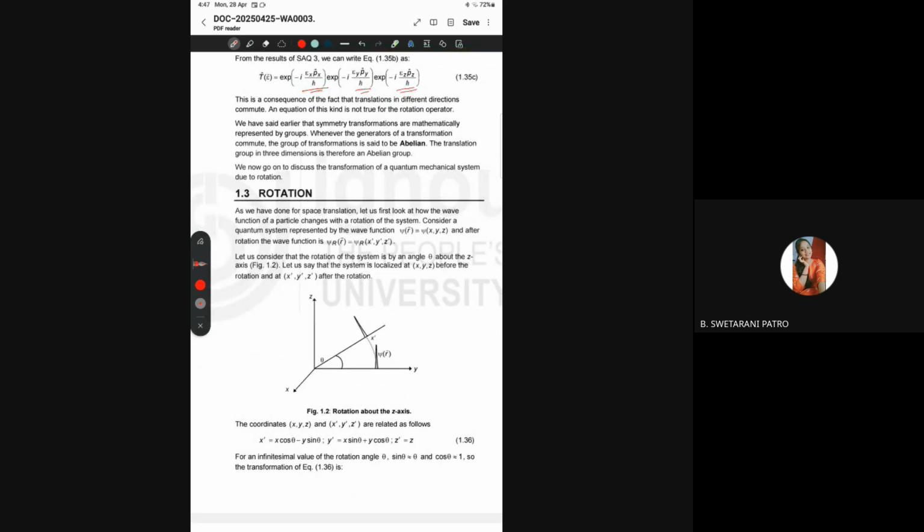So what exactly is being done in rotation? It says, as we have done for space translation, let us first look at how the wave function of a particle changes with rotation of the system.